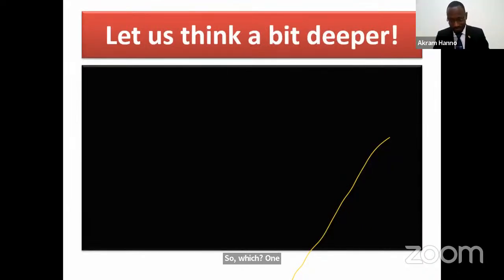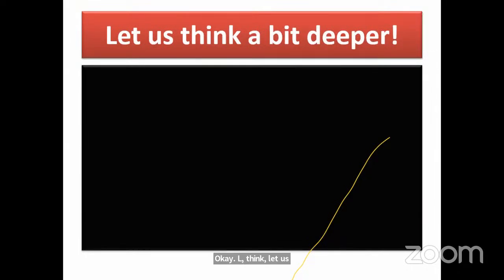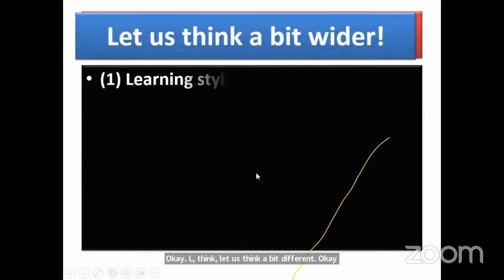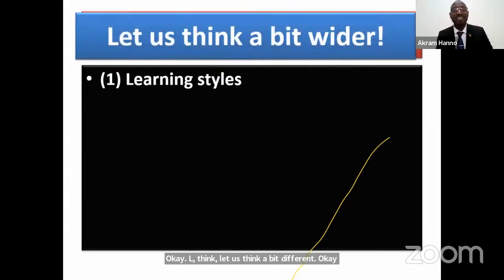Okay, let us think a bit deeper. When talking about mixed-ability classes, we have to take into consideration that we are going to look at, number one, learning styles.